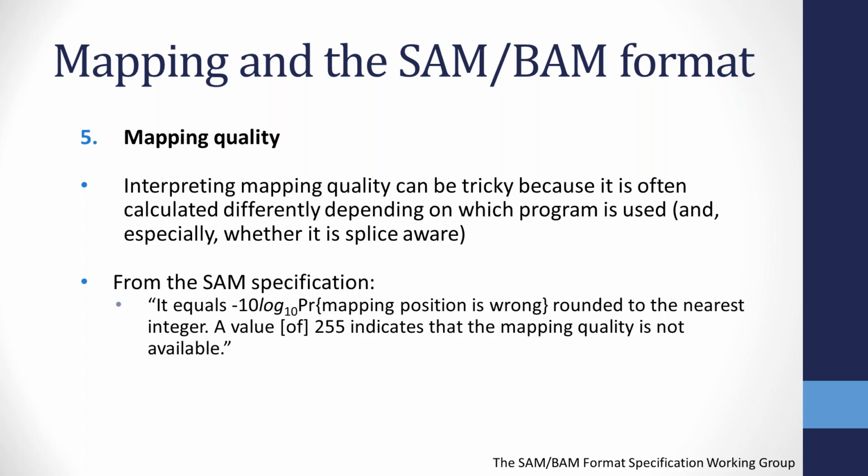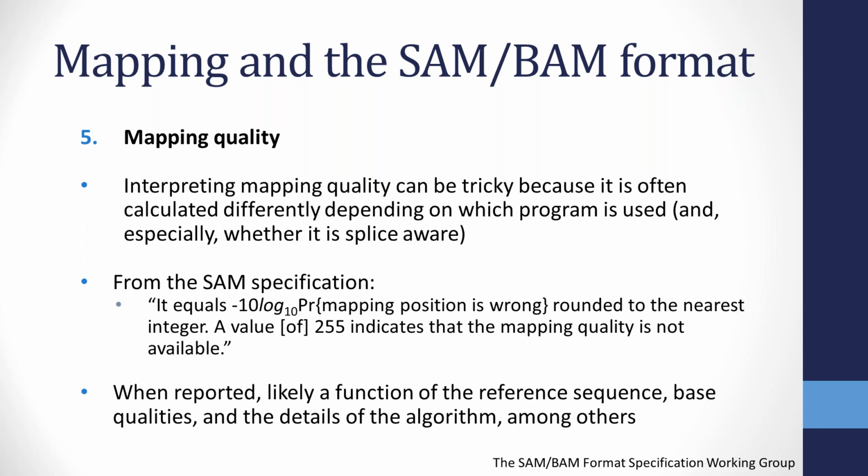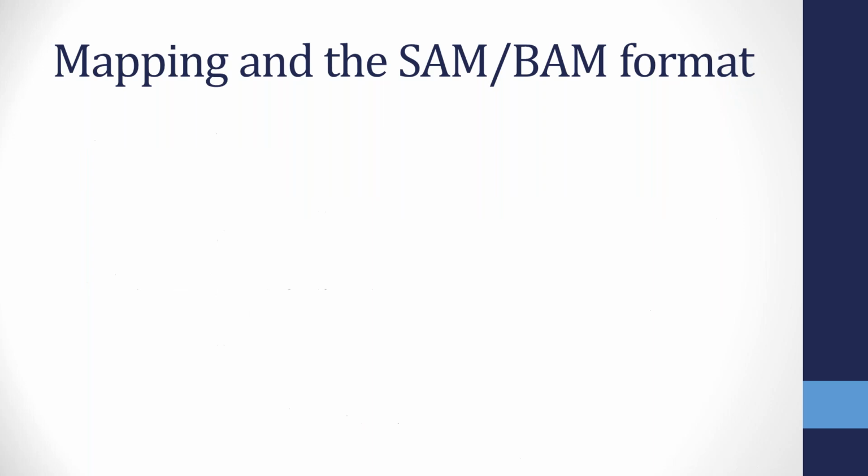So technically speaking, from the specification, it equals this Phred scale probability that the mapping position is wrong, rounded to the nearest integer. And a value of 255 indicates that the mapping quality is not available. This could be because it doesn't map, or reads can also have their mapping quality shifted if they map multiple times, for example, depending on which application is being used. So when it's actually reported, it's likely a function of a bunch of different things, including the reference sequence. Is that region hard to align to? Base qualities, details of the algorithm, that sort of stuff.